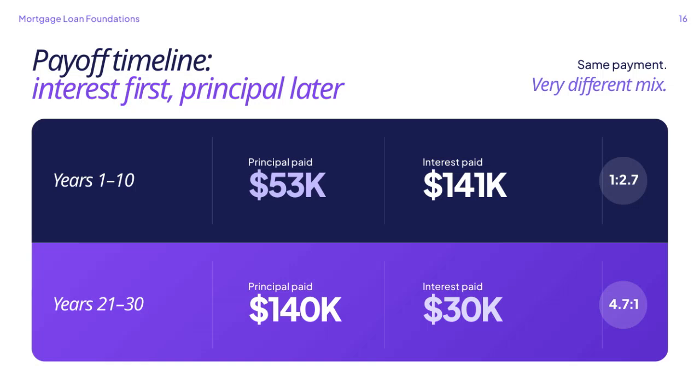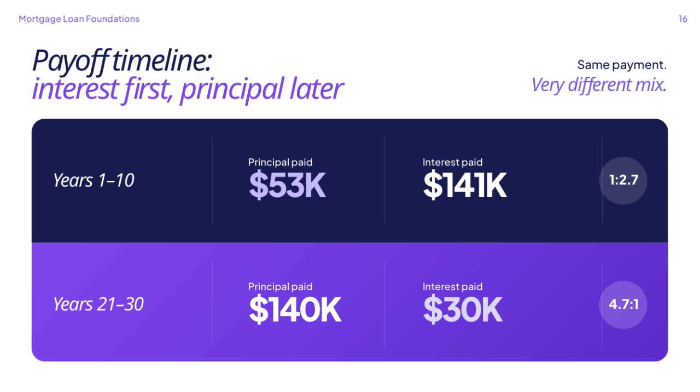Let's take a closer look at how mortgage payments are structured over time. Early in the loan, typically during years 1 through 10, you'll notice that a significant portion of your payment, about $53,000, is going towards interest, while only around $141,000 is applied to principal. This means the ratio of principal to interest payments is roughly 1 to 2.7. So, in these early years, interest makes up the largest share of your payments.